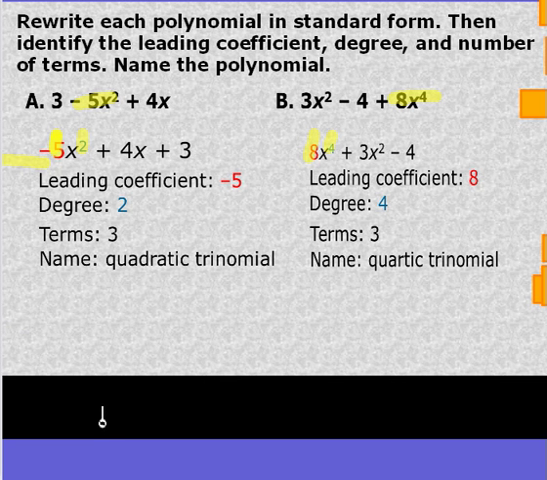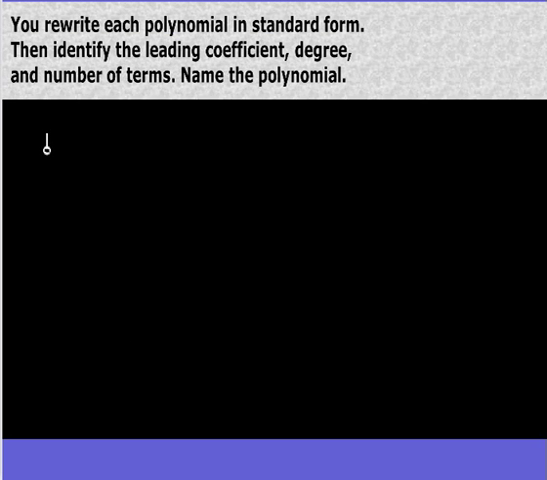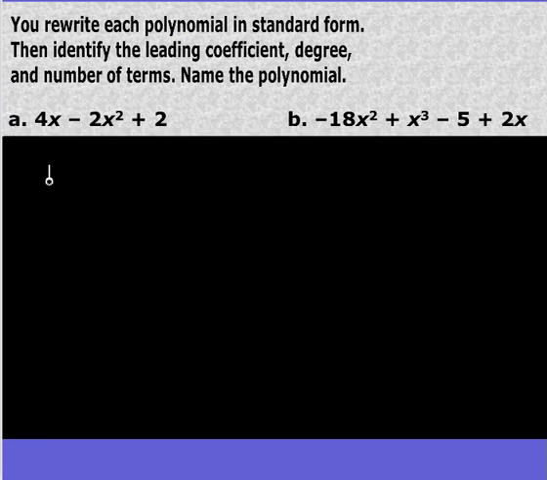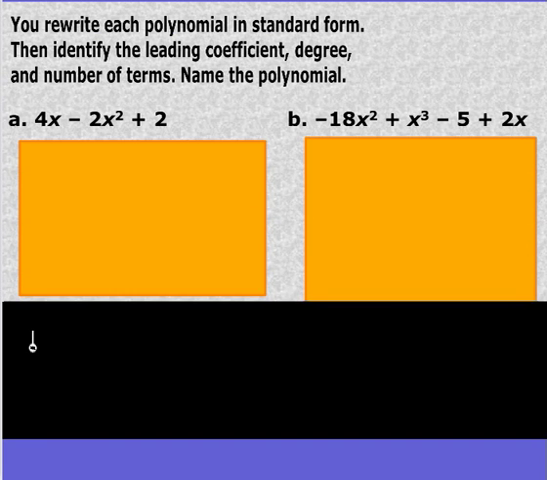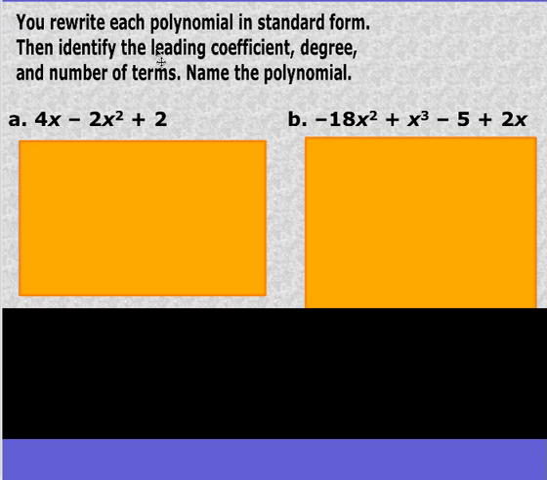All right, so next page has some for you to identify. And again, this is something you can do in class. If you want to do it in your notes now and show it to me, then you can go ahead and do it now. So you're supposed to do the same thing: rewrite in standard form, identify the leading coefficient, degree, number of terms, and name the polynomial.